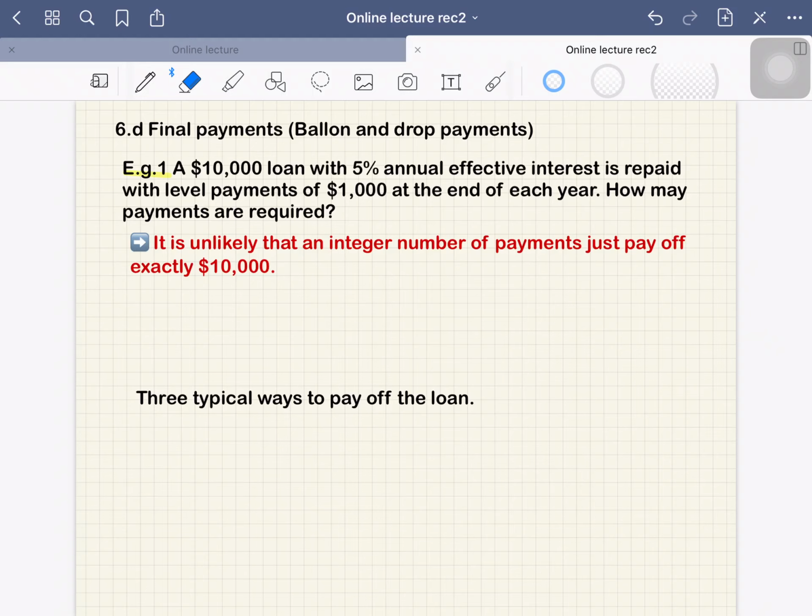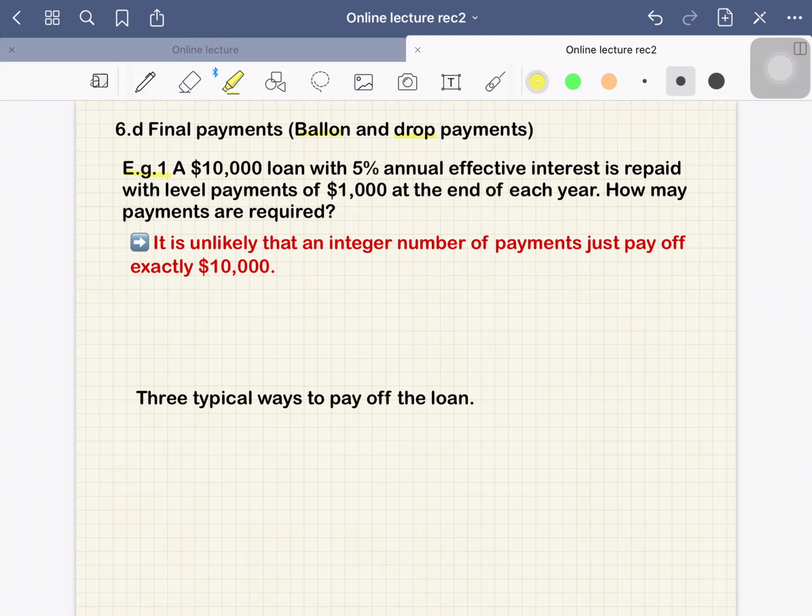Hi everyone. So next we study 6.D, final payments. We study several concepts such as balloon payments and drop payments. So we skip 6.C because we have shortened the semester by 1 week.